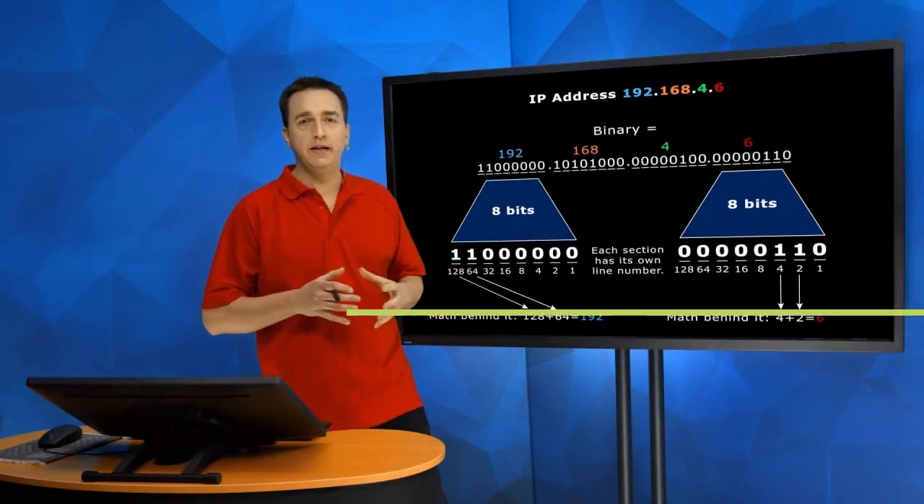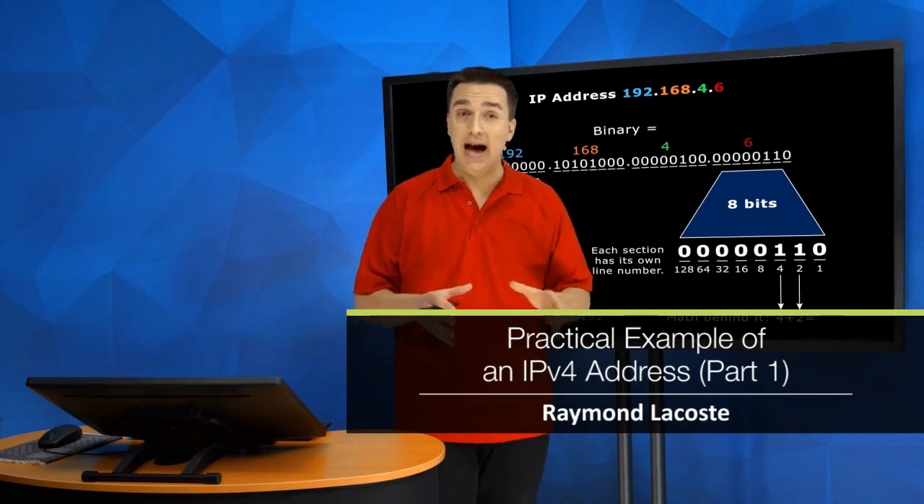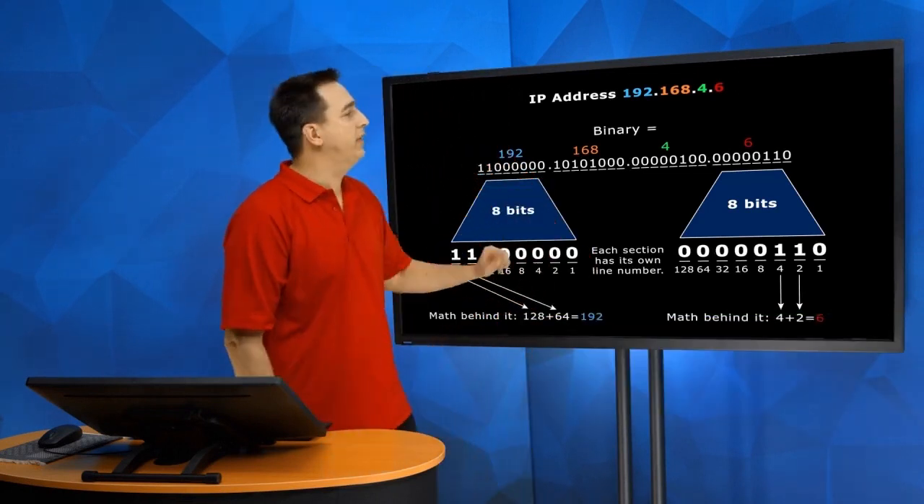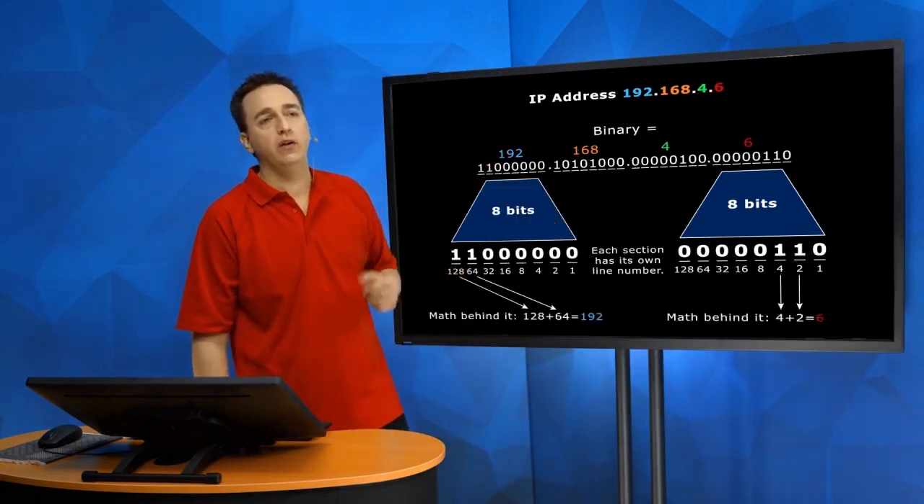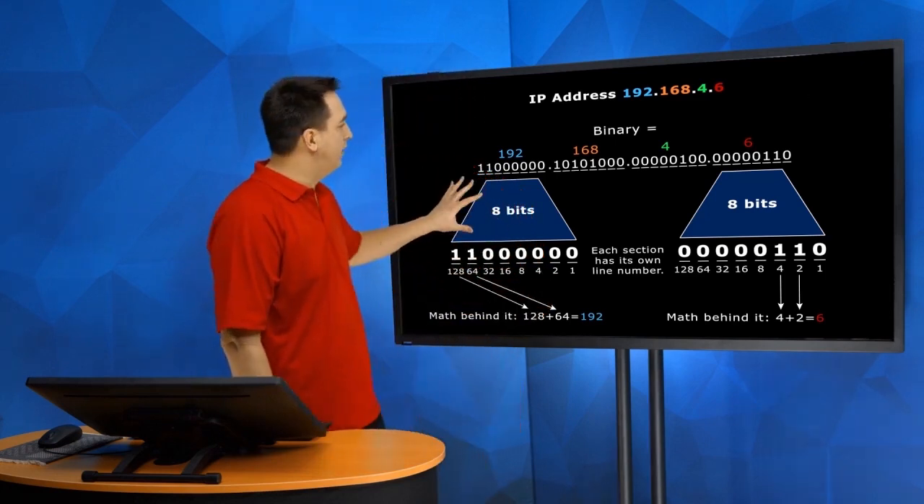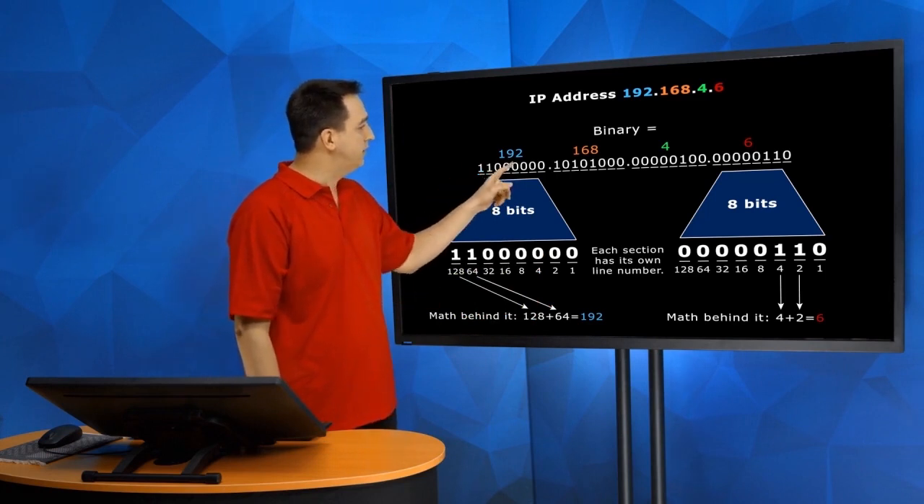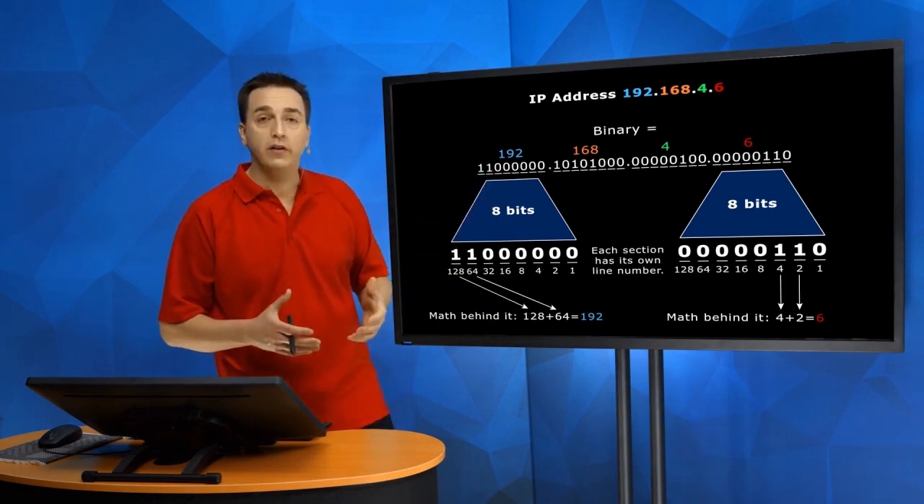Let's look at a real IPv4 addressing example in binary. So we have the IP address right now, 192.168.4.6. They've already done the 192 for us. So 192 in binary is 11000000. Well, how do we figure that out?